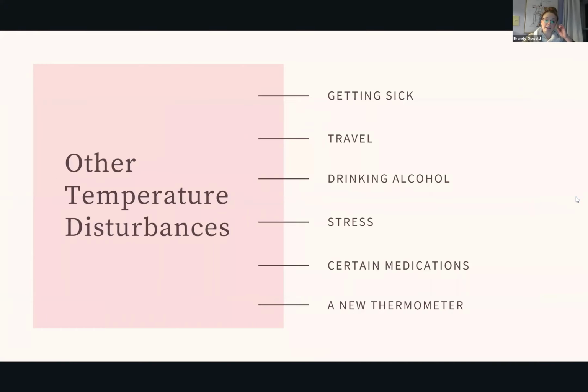And there are a few other things aside from sleeping in or waking up early that can disturb temperature, and they're kind of common, so it's important to know about. The first is getting sick. This one blows my mind.